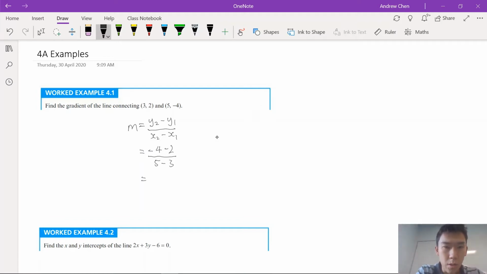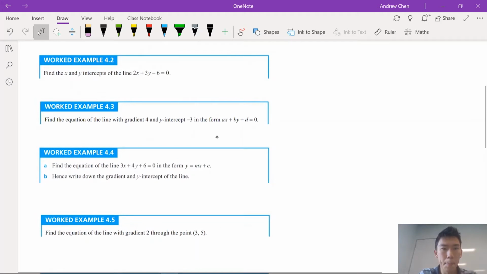Alright, I'm just going to let the first coordinate be x1, y1, and my second coordinate x2, y2. You can swap them around the other way, you'd still get the same answer, so it doesn't matter which way, as long as x1 goes with y1 and x2 goes with y2. So we have negative 6 over 2, gradient is negative 3. Done.